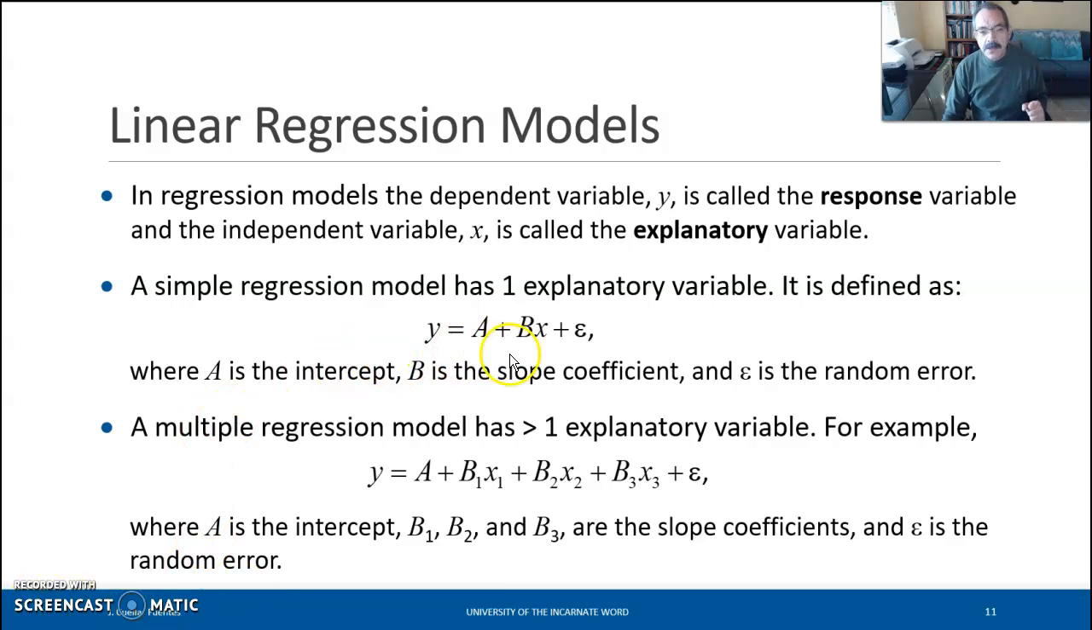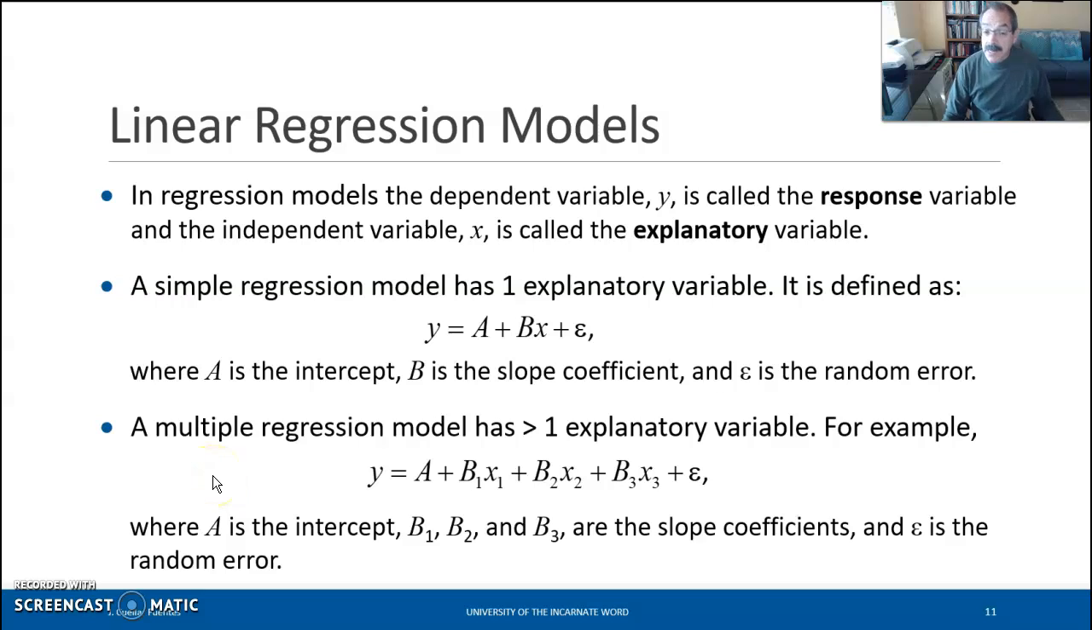A simple regression model means that the model has a single explanatory variable, a single x, and is defined as this. So it's the same model that I showed you at the very beginning, but now we're using capital letters to designate that these are the parameters of the model. So this is the intercept parameter, A. B is the slope parameter. And we have a new term. We have what we call the random error, this epsilon.